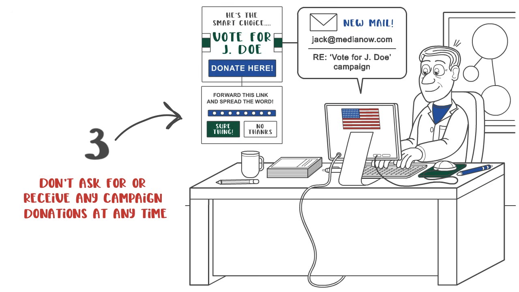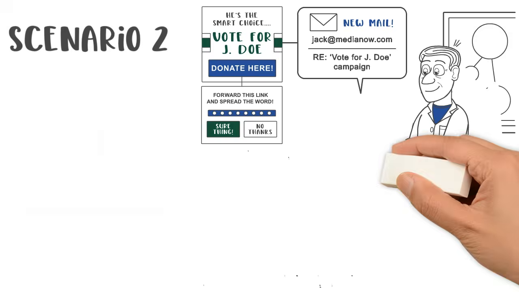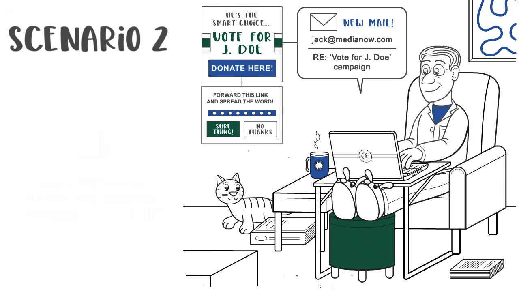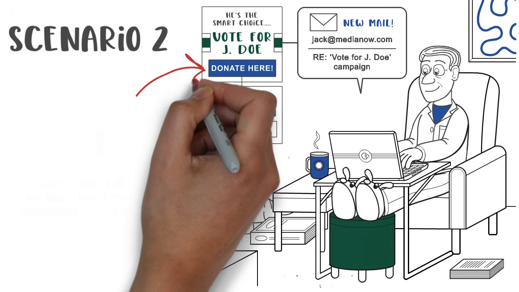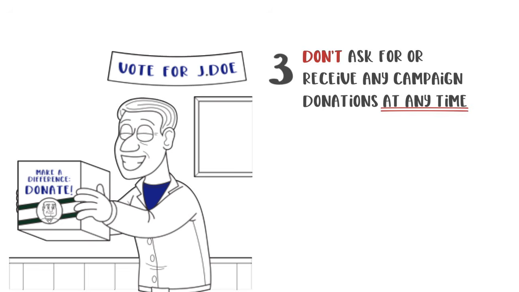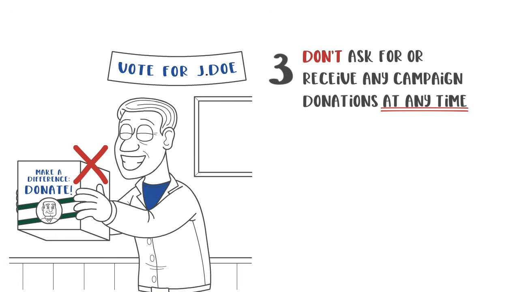Now, let's look at a slightly different scenario. What if you received the same email on your personal account from your personal home computer? Could you forward that email? Again, the answer is no. Why? Because the email is a political fundraising request, and the Hatch Act bans political campaign fundraising at all times, even when you're off duty and not in a federal building.